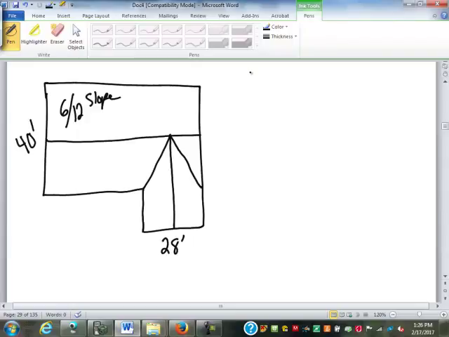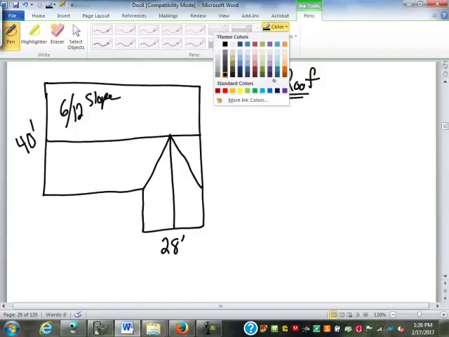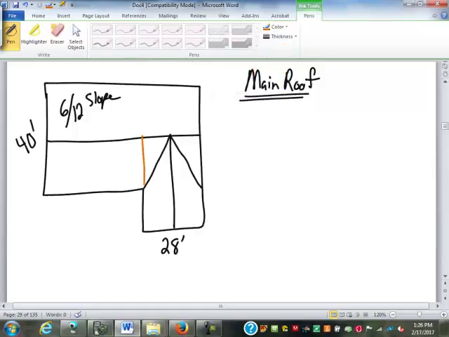So we're going to find both decreases. We're going to look at the main roof first, and we're going to find the main roof common, which is going to be this one right here. 6/12 slope and a 40-foot span.